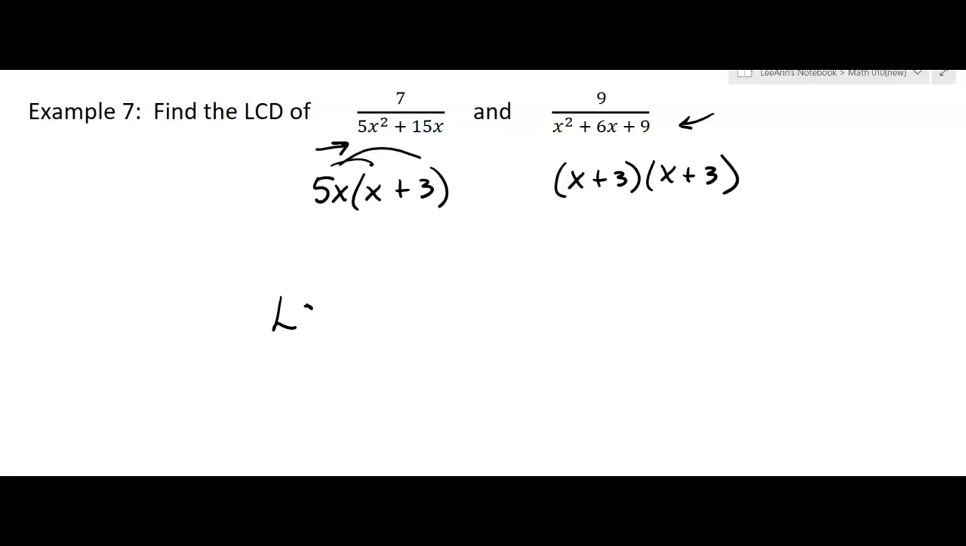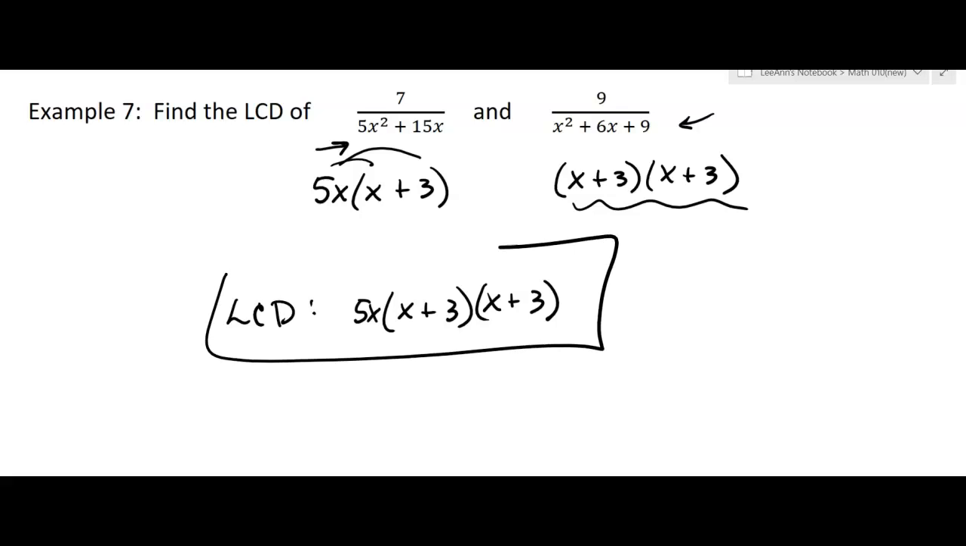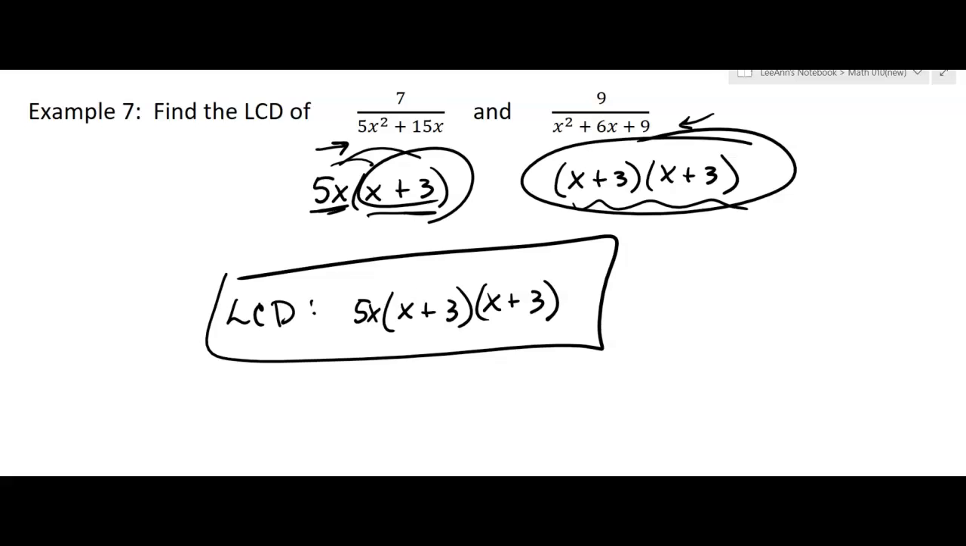So what will I need in my LCD? Well, I'm going to have 2 factors of x plus 3. So if it repeats, you have to take the one with the bigger number. That one has 2 factors of x plus 3, so I need both of those. Oh, and I need a 5x. And I would like my 5x in the front. I didn't really leave enough room to write it in the front, so I'm going to put that 5x in there. And there's my LCD. So I have to have the 5x. I don't need 3 x plus 3's. I just need these 2 right here, and then I already have this one accounted for.